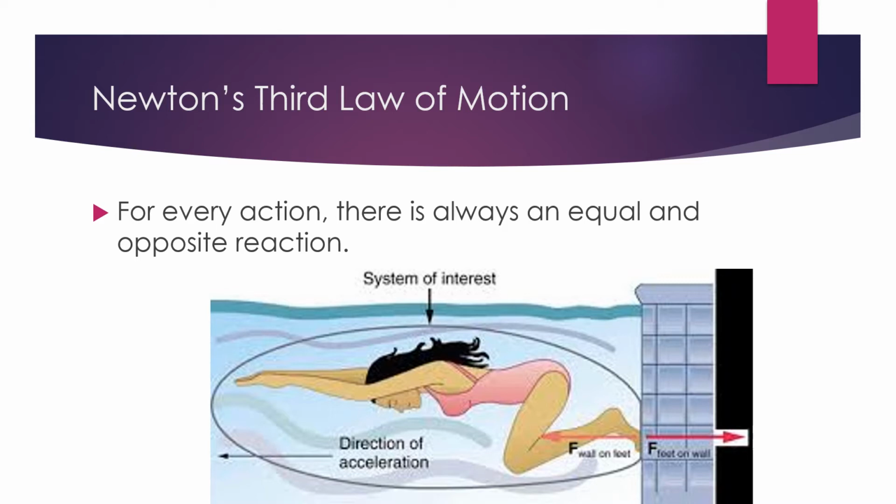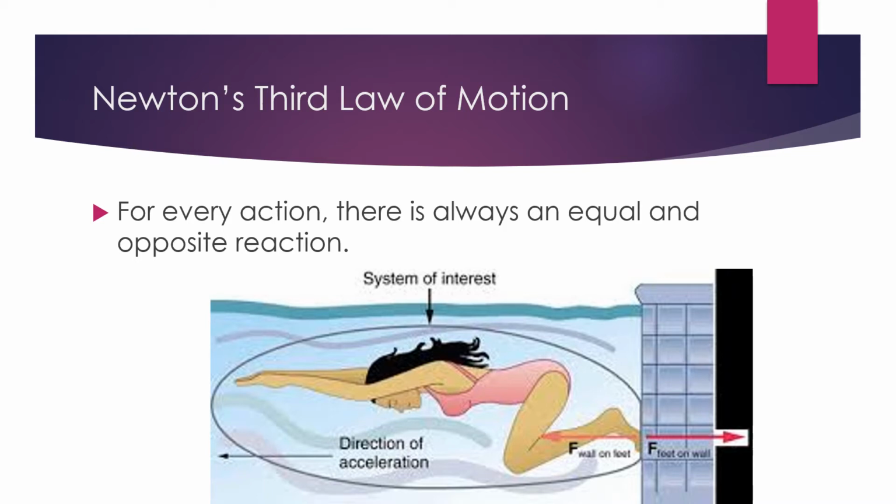Action, reaction. Another common example is if you are shadow boxing, if you hit the wall softly, it doesn't really hurt your hand. However, if you hit the wall very hard, you could potentially break your fingers. Action, reaction. If you hit something harder, it hits you back harder.